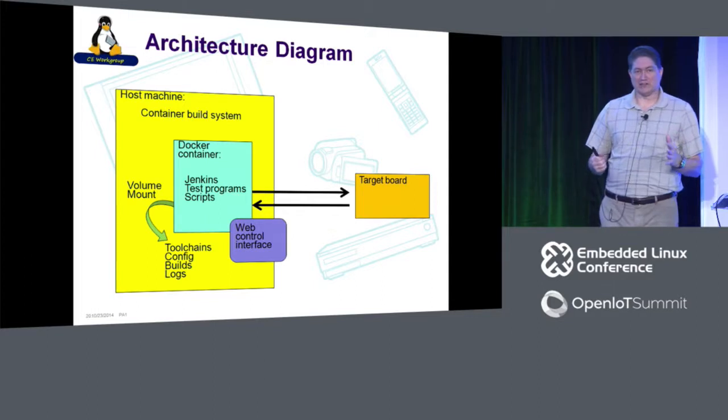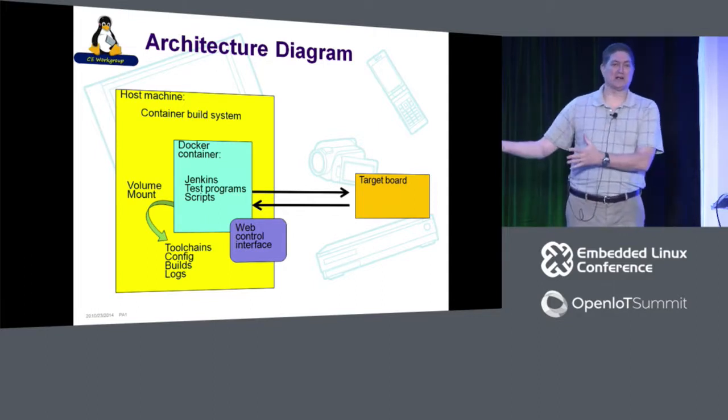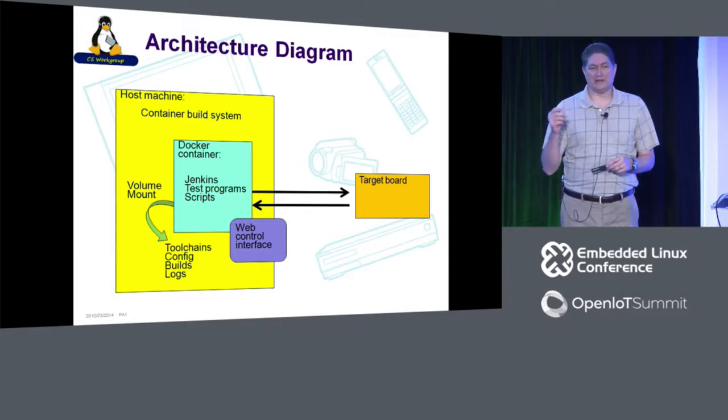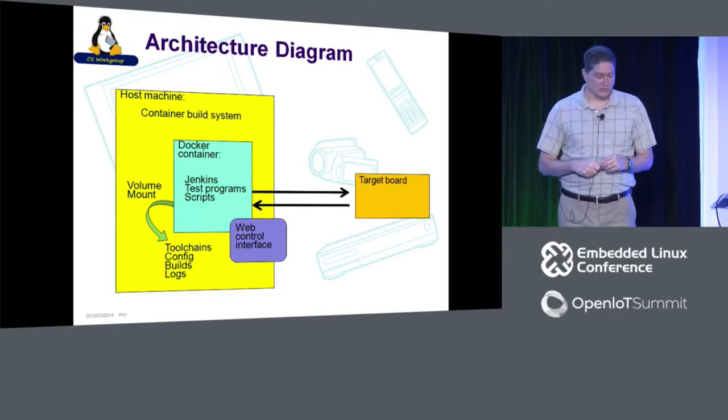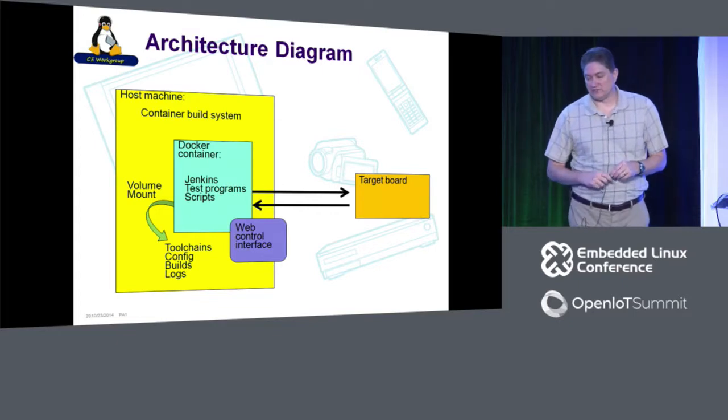So this is an architecture diagram. The yellow thing is the host machine. You want to test a target board, that orange thing. And as part of Fuego, we are not at the point right now where you can download the Docker images, but what you do is build one when you first install Fuego. So there's a container build system that we provide you, which generates a Docker container, where basically all of the stuff runs.